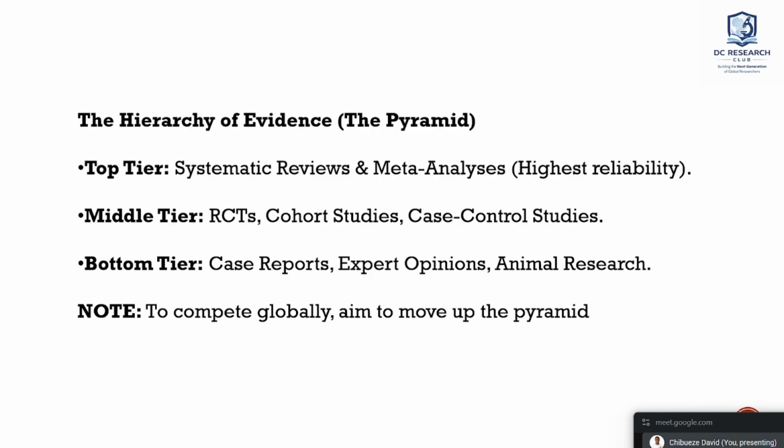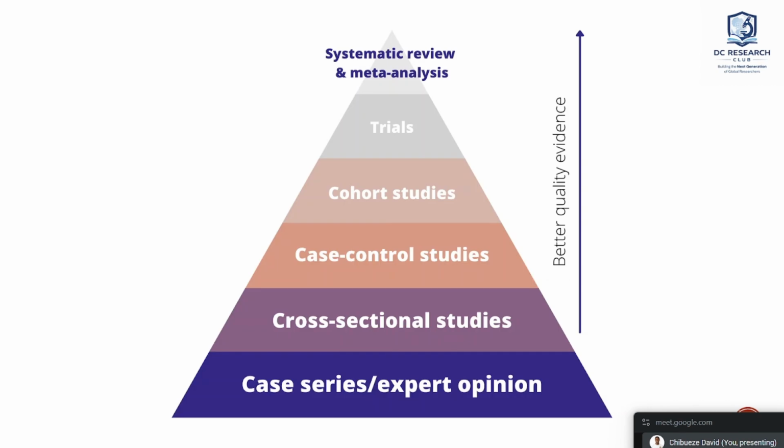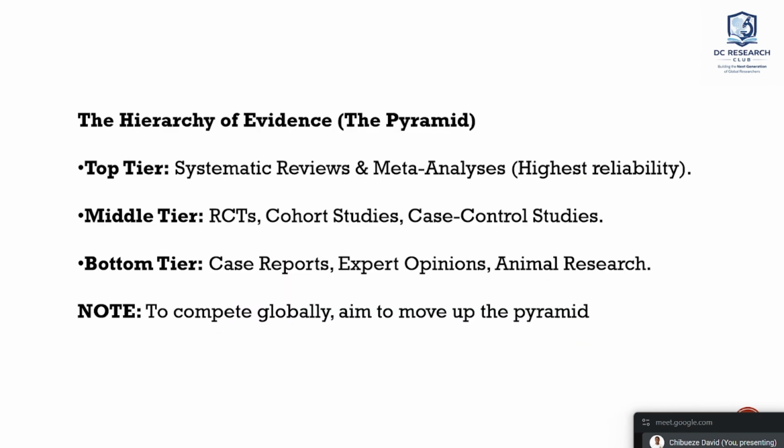Of course, the hierarchy of evidence, that's what I was explaining. This is the pyramid. The top tier is systematic review and meta-analysis. They have the highest reliability due to their rigorous analysis, strictness in checking biases, and strengths and limitations of different studies and of different papers. We have the middle tiers, which are randomized controlled trials, cohort studies, case control studies. We have the bottom tier, such as case reports, expert opinion, animal research. Those ones are like the lowest. They present the lowest findings.